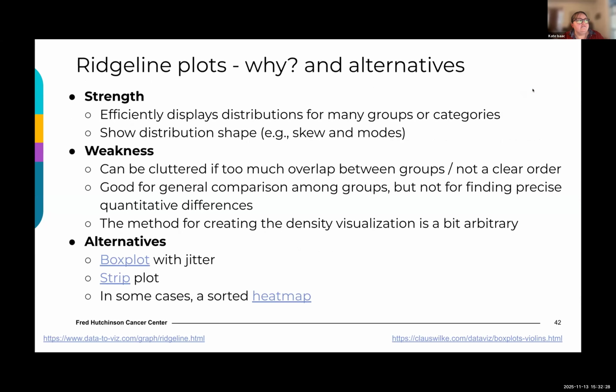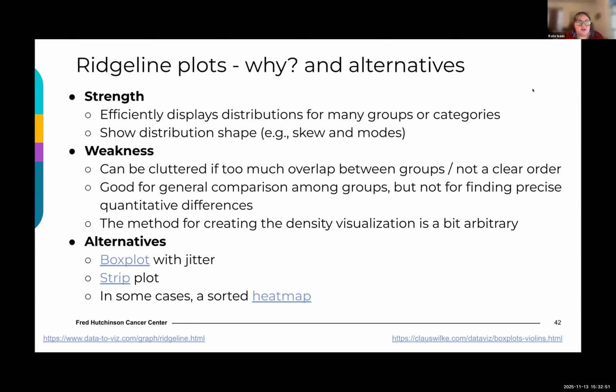It's going to show distributions and ranking groups, just like violin plots. The strength of these is that they're efficiently displaying distributions for many groups of categories. And they're showing that distribution shape, skew, multiple modality, just like violin plots. The weakness is that they can be cluttered if too much overlap is happening between groups or there's not a clear order. These work best when your data is well behaved and there is separation among the groups.